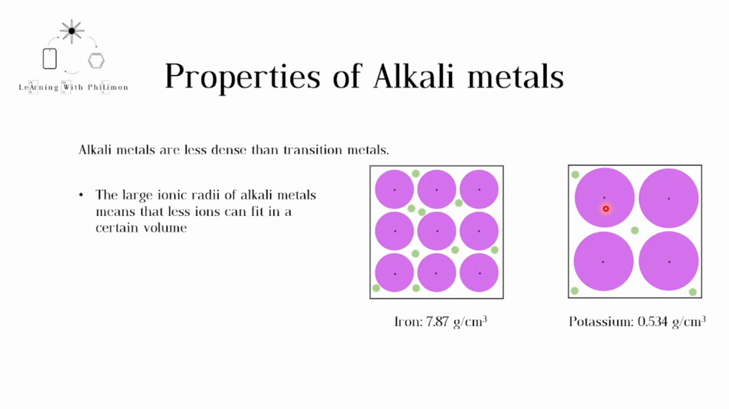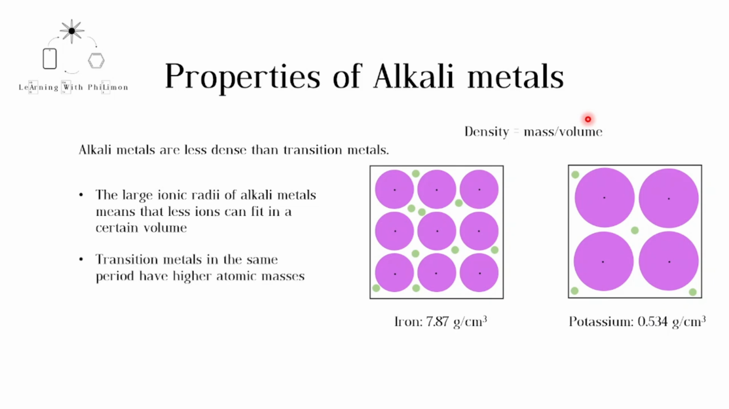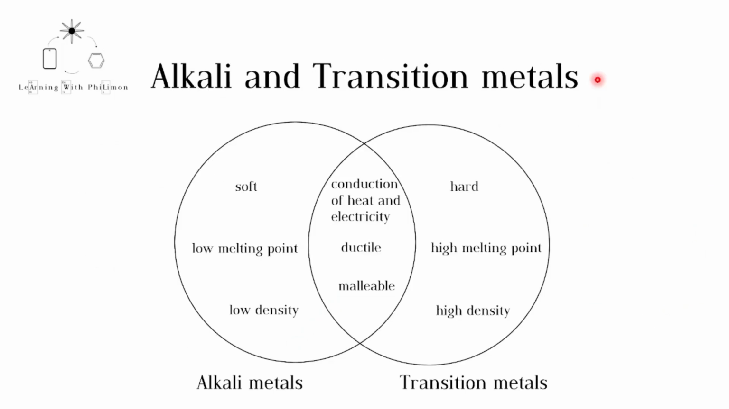Remember that density is calculated by dividing mass by volume. Transition metals have more protons and neutrons in their nuclei, making them heavier than alkali metals in the same period. As a result, in transition metals, you get more mass in the same volume, hence a higher density. In summary, alkali metals are softer, have lower melting points, and lower densities than transition metals.